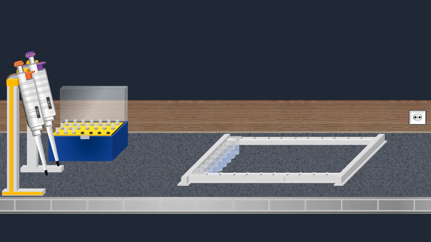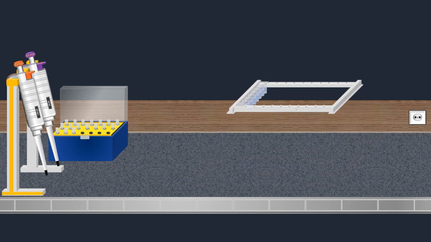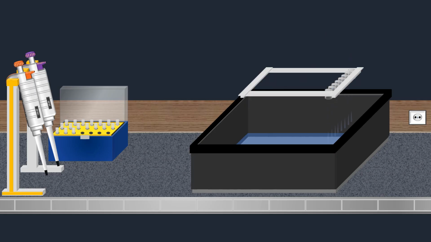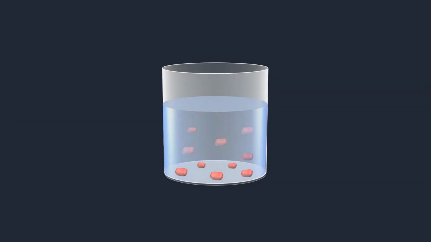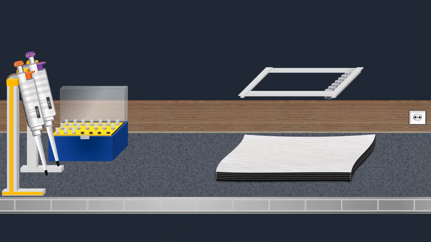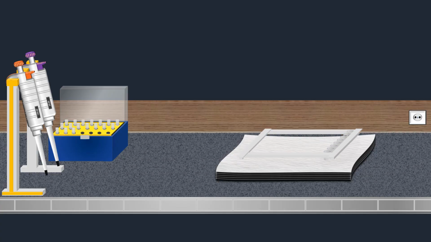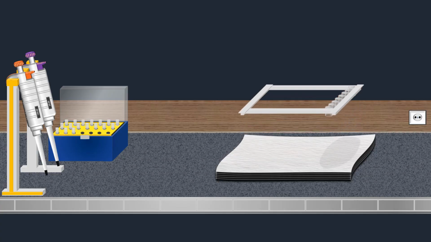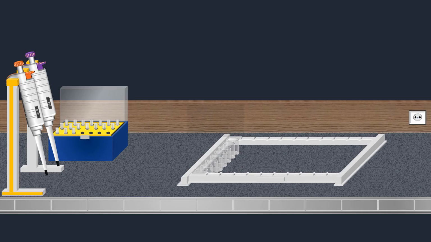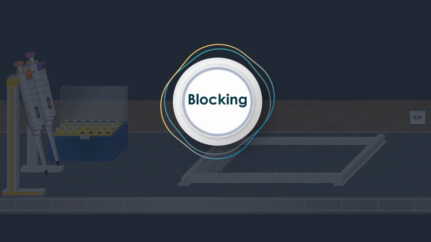The wash buffer is a specially formulated solution used to rinse the wells and remove any unbound substances. By using a wash buffer, we eliminate any unbound antigens. Once the wash buffer has been discarded, an absorbent paper towel is used to remove any remaining liquid. The next step is to block any remaining unoccupied sites on the solid phase.